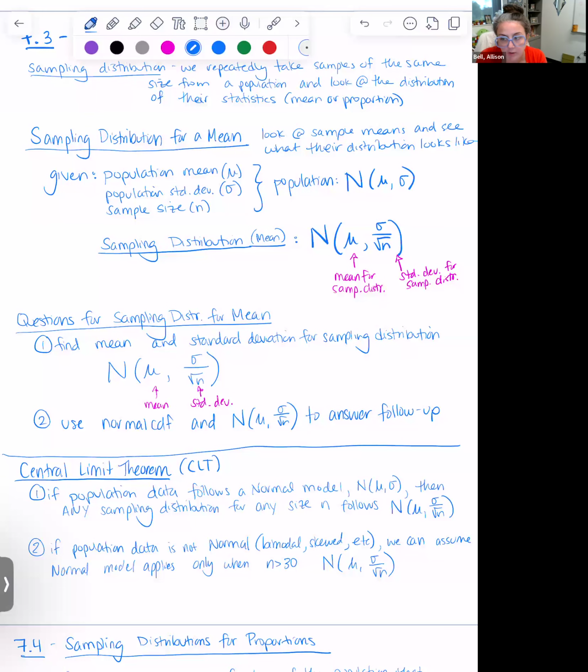So that could be important specifically in our online homework where we're asked in section 7.3 about whether or not we could apply a normal model to a particular scenario. Okay, so keep that in mind as you're thinking about any reference to the central limit theorem, that if the data is not normally distributed, as long as n is bigger than 30, we can assume that it is. All right, let's see some examples for 7.3.